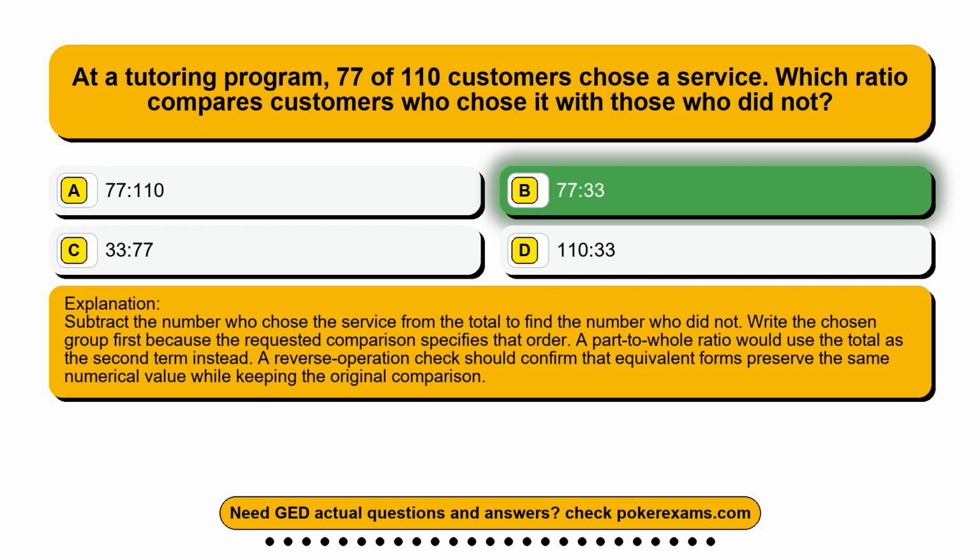Subtract the number who chose the service from the total to find the number who did not. Write the chosen group first because the requested comparison specifies the order. A part-to-whole ratio would use the total as the second term instead. A reverse operation check should confirm that equivalent forms preserve the same numerical value while keeping the original comparison.